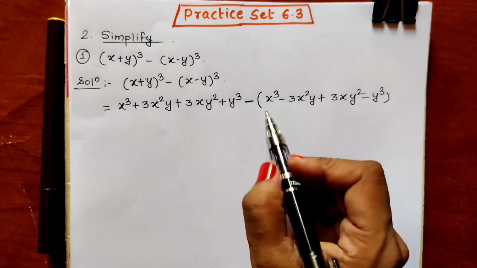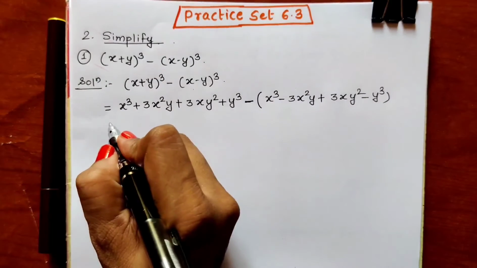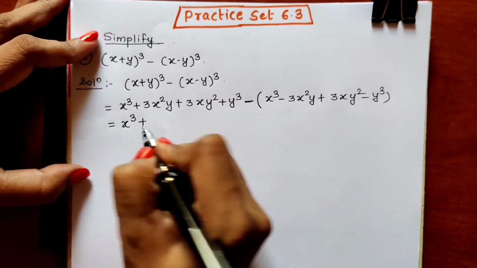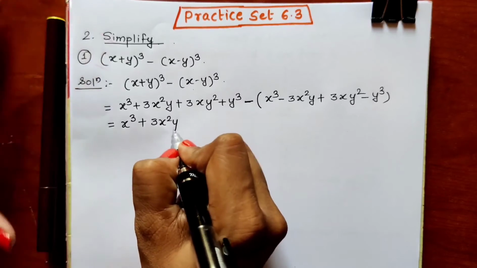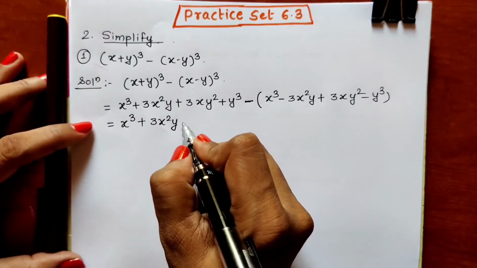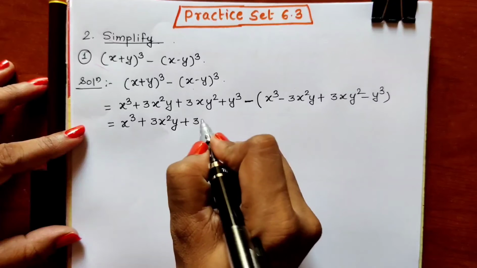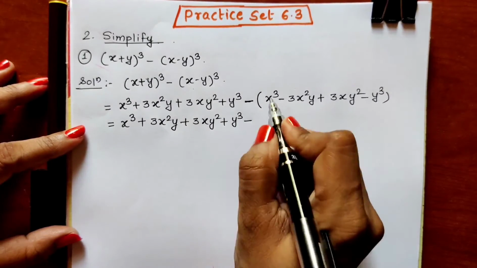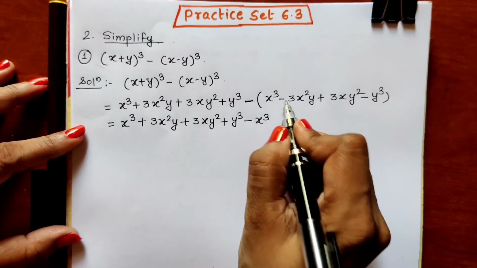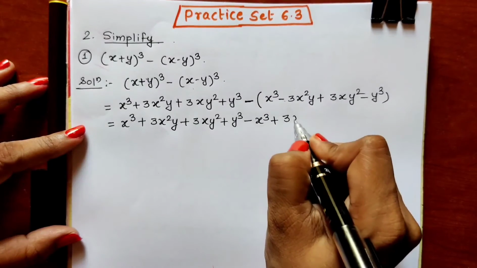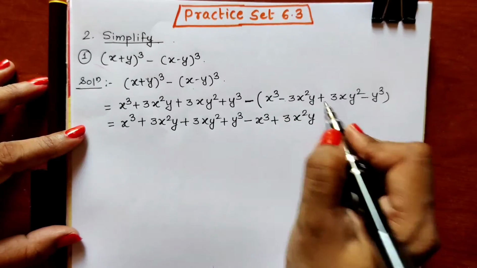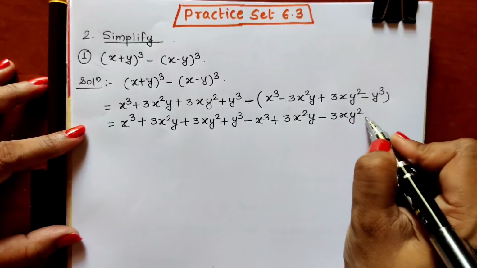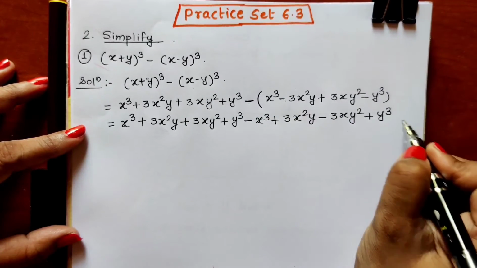Now the next step is we will be removing this bracket. All these terms we write as it is. x cube plus 3x square y plus 3xy square plus y cube. Now remove the bracket. Minus x cube, minus minus will become plus 3x square y, minus plus will become minus 3xy square, minus minus is plus y cube.